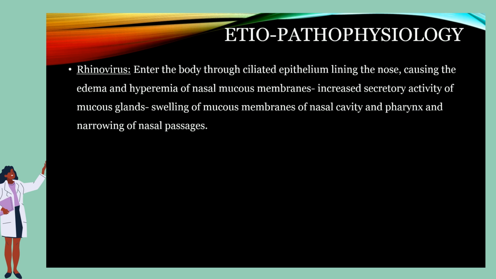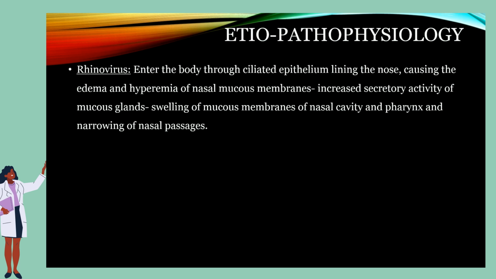What this rhinovirus does is, it will enter the body through the ciliated epithelium lining the nose, and then it will cause edema or swelling and also hyperemia, increased blood flow of the nasal mucous membranes. That's why in patients suffering from pharyngitis, the nasal mucus will be reddish in color because of the hyperemia, and swollen because of the edema caused by this rhinovirus, and that will cause increased secretory activity of the mucus glands.